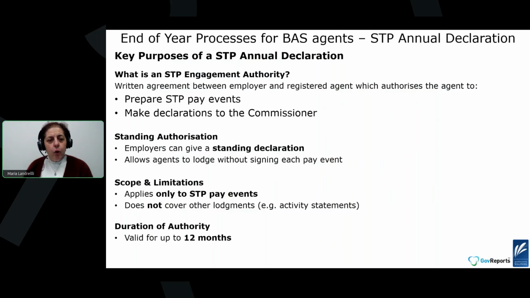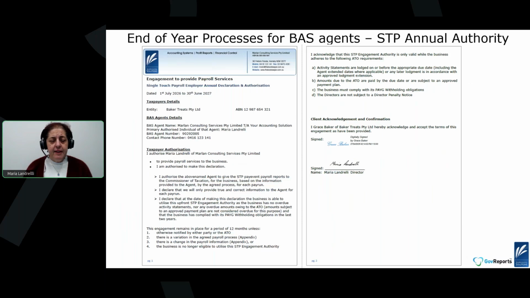So you've then got your STP annual authority, and it is only there to have the authorisation to prepare STP pay events. It only applies to the STP pay event. It does not cover other lodgements, and it does not cover actually paying the wages if you're paying them, or paying the super. So you would need to have separate declarations for those sorts of things.